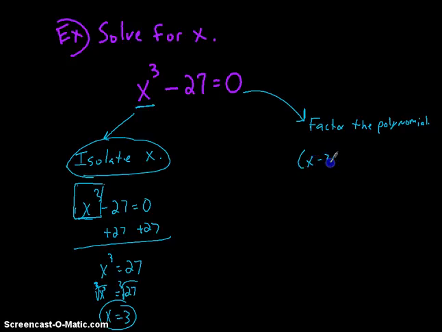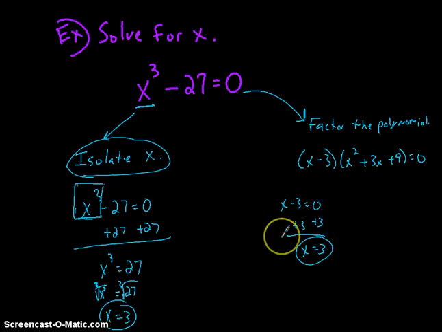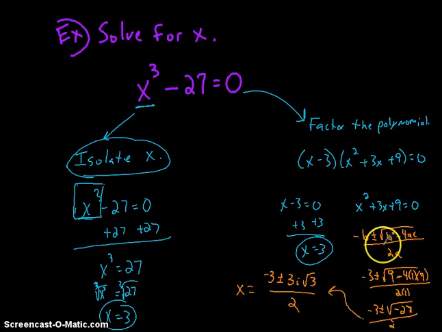It factors to x subtract 3 times x squared plus 3x plus 9 equals 0. But look at this part. I know when I set that equal to 0, I get 3. But on this side, I can't factor it, so I have to use the quadratic formula to find the solutions. So I have to take the factors and set them equal to 0. Use the quadratic formula. I'm out of time, but you should have found x equals this as the solution. Notice it has an i, which means the solutions are imaginary.